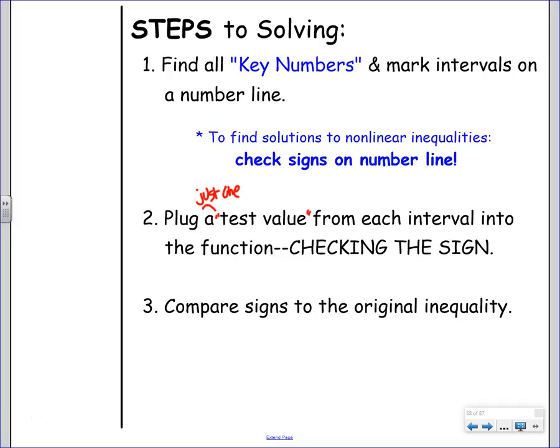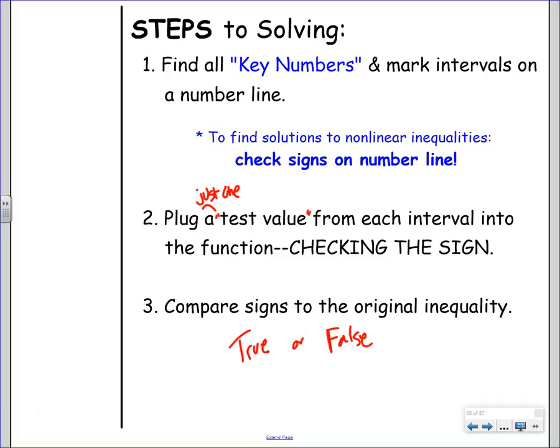And you have to check your inequality also. Compare your signs to the original inequality, and you're looking for true or false. You're checking, does this test number, if I plug it in, work in the original or does it not work? If it does work, that's a part of the solution. If it doesn't work, that's a part that we need to ignore.